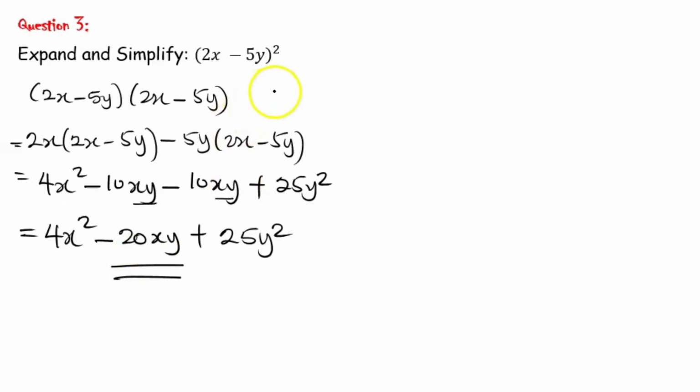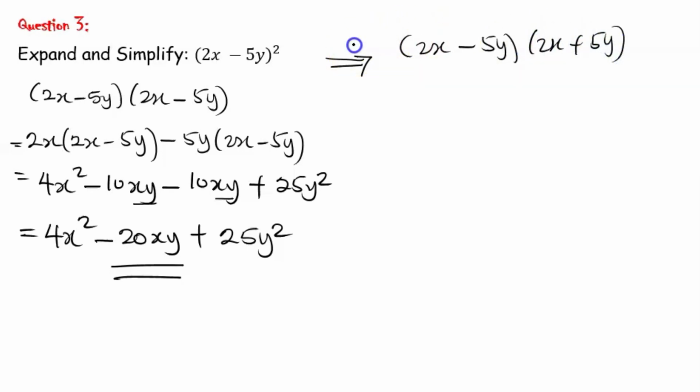Then another thing I want us to be careful about, the likely mistakes students normally make. They normally say it's the same thing as saying 2x minus 5y, then 2x plus 5y. No, please, this is very wrong. This is not correct. This is not difference of two squares. So what the examiner is saying is that this very bracket is repeated. The same bracket is multiplying itself.